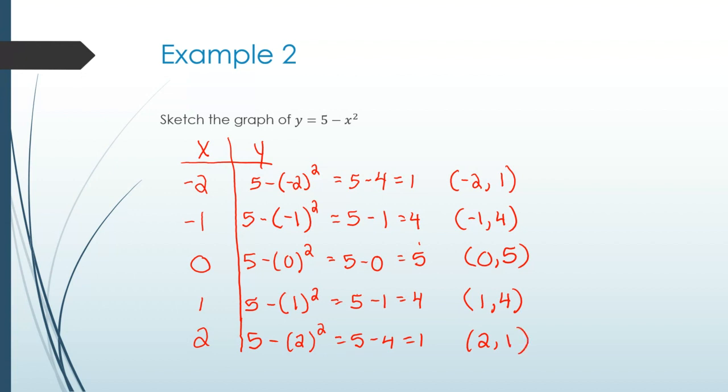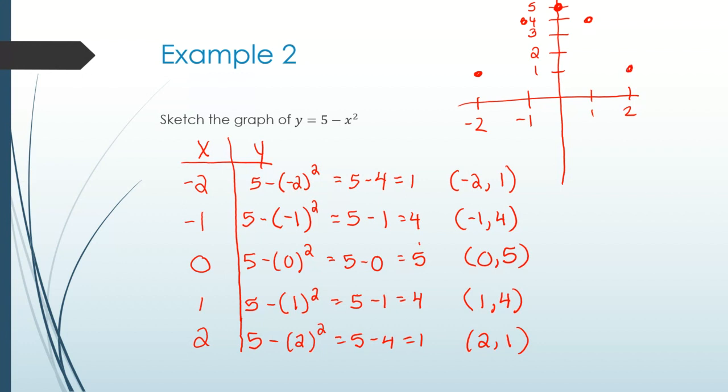So when you sketch the graph, you're basically just plotting these numbers. So 1, 2, -1, -2, and then 1, 2, 3, 4, 5. A sketch doesn't have to be perfect because it's just a sketch. And then I plot each of these numbers. So I have -2, 1, -1, 4, 0, 5, 1, 4, and 2, and 1.